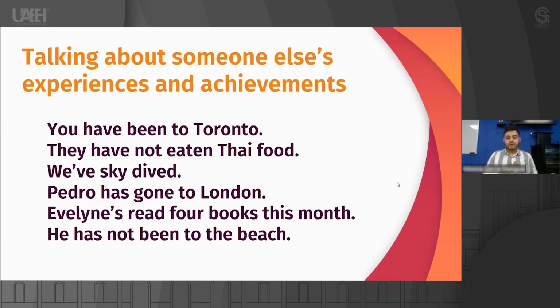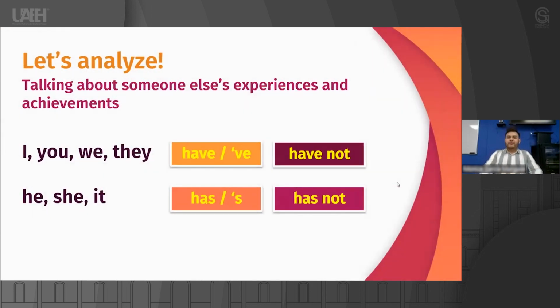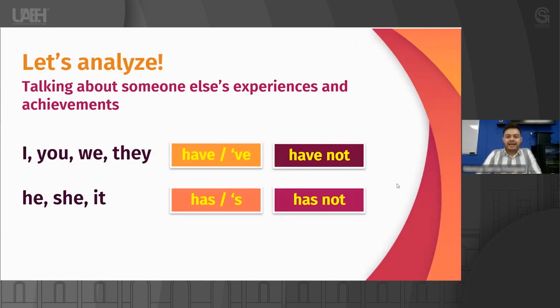We're not talking about our experiences, but we're talking about someone else's experiences. Can you see something different? What can you see? I bet that you've realized that we're using has. We've included in this case one more word, has. But if you have paid close attention, you will also tell me that we continue using the action in the past participle form. Been, eaten, dived, gone, read, and been. So when do we use each of them? Let's analyze.